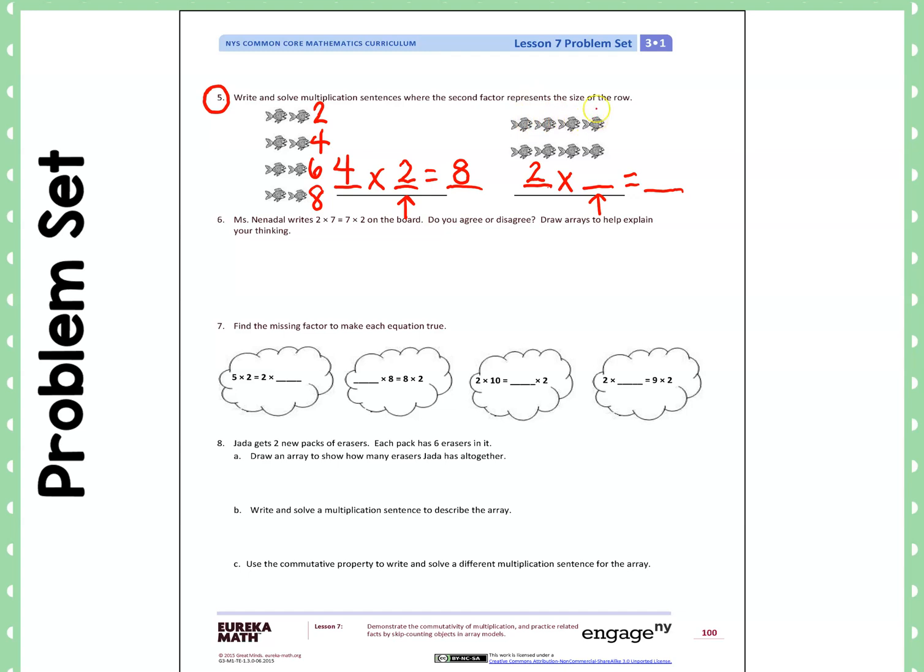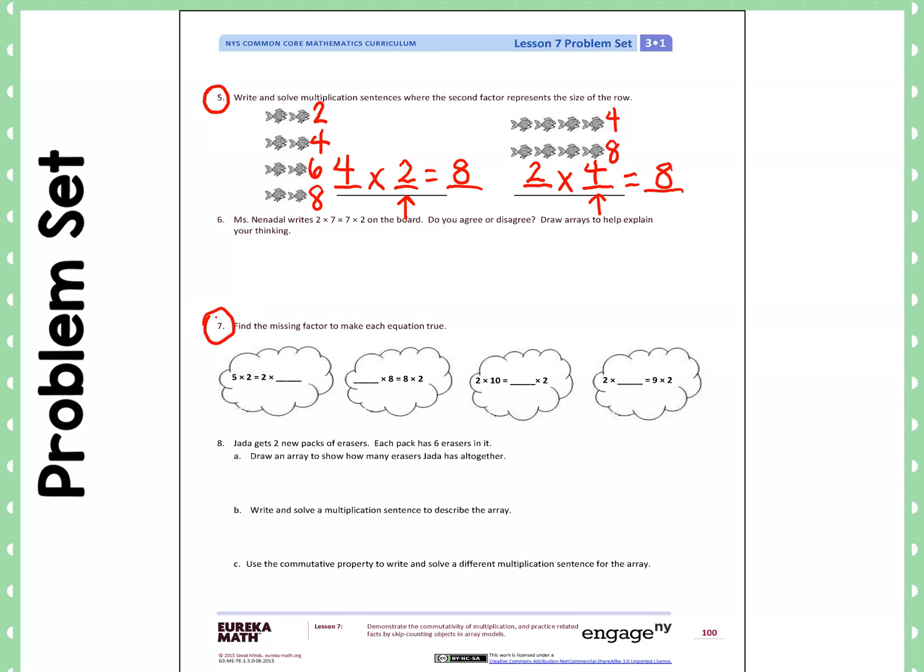1, 2, 3, 4. So the size of the row in this problem is 4. So now I would skip count by what number? 4s. Let's go ahead and do that together. 4, 8. So 2 rows or 2 groups of 4 is equal to 8. Once again, that's just practicing that commutative property. We switched the order of the factors so that 4 and 2 switched places, but we got the same answer of 8.